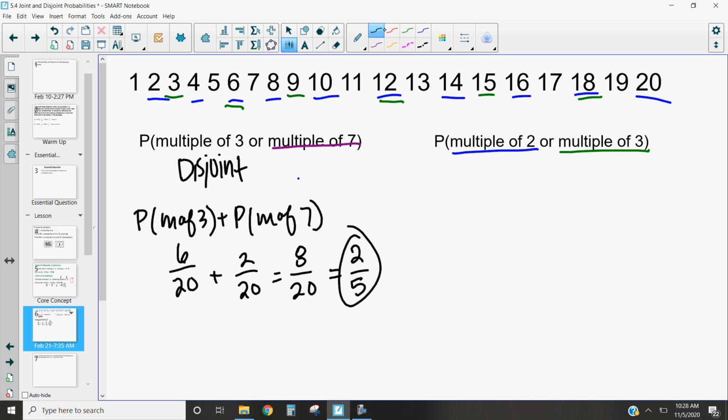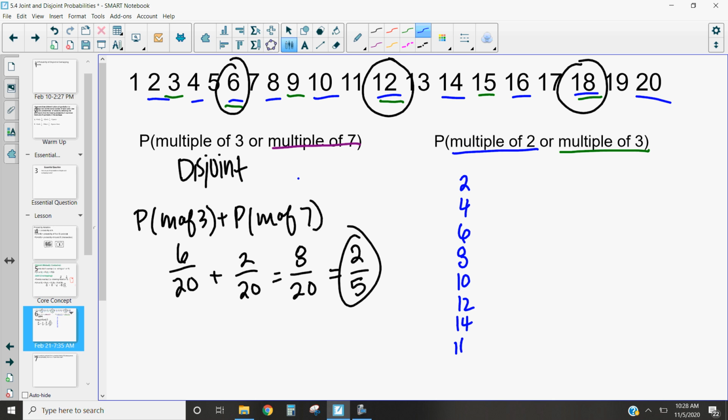So I want you to take a close look here at the numbers 6, 12, and 18. Notice how both of those are underlined in both blue and green. So when we're looking at these probabilities, what happens is we actually counted them twice. And so if we based it just purely on what it is, we say that we have these options out of our total. We've got 2, 4, 6, 8, 10, 12, 14, 16, and 18 that we can choose from here. We also have 3, 6, 9, 12, 15, and 18.